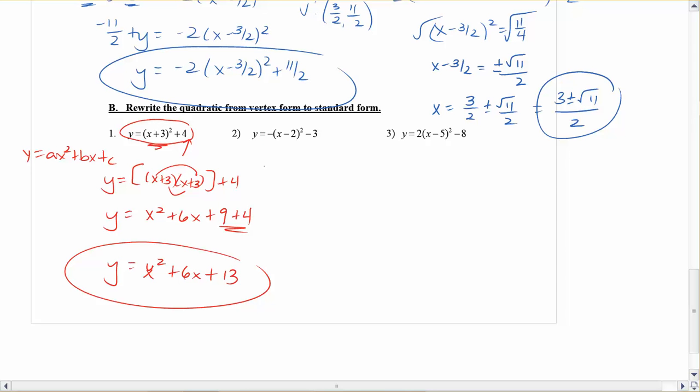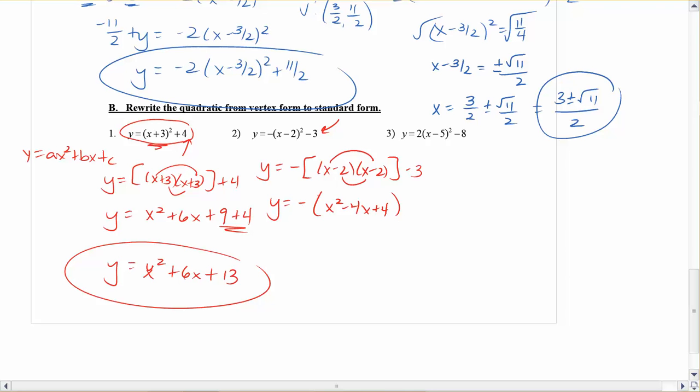Now, if you have a negative out front, just be careful you keep that negative. I'm going to FOIL x minus 2 times x minus 2. Again, the constant should be the last thing you deal with. So just leave this negative 3 and kind of bring it down. I have to make sure I leave my negative out front and FOIL everything in here. So x squared minus 2x minus 2x is minus 4x plus 4.